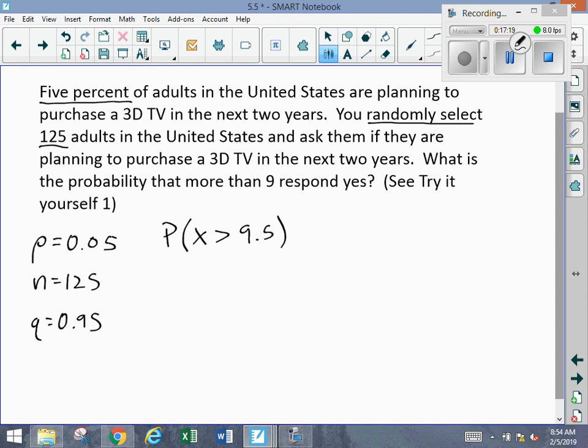Alright. So let's check our conditions. Let's check if N times P is greater than or equal to 5. And we need to check that N times Q is greater than or equal to 5. So we got to check these things. Alright. We already did that, right? We already said that 125 times 0.05 was indeed greater, and we found out that it was 6.25.